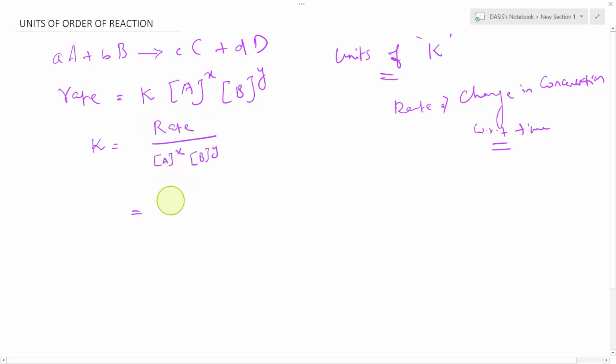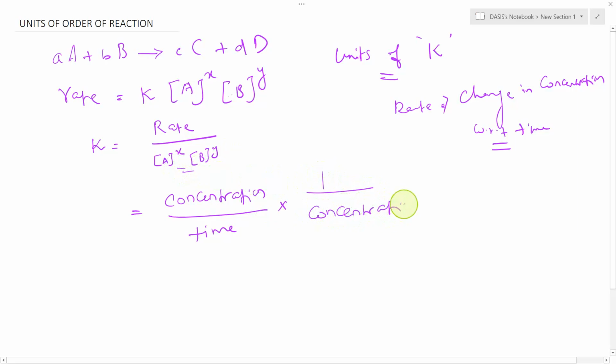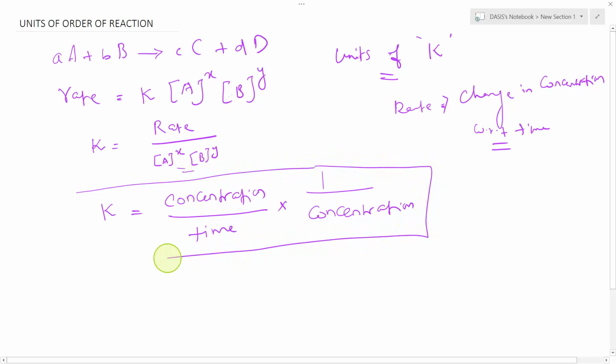So let me write the rate as change in concentration with respect to time. Am I right? So this rate term alone, I can write as concentration with respect to time. That into, already the concentration terms are in the denominator, so let me write 1 by concentration. This is the formula to calculate the unit of the rate constant, right?